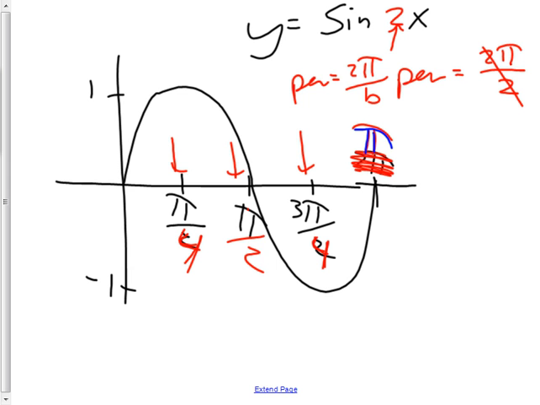Yes, sir? When you did that one before, pi over 3, how would you shrink that? I'll show you one of those, but I wanted to start with an easier one. So let's do one more kind of medium hard one.